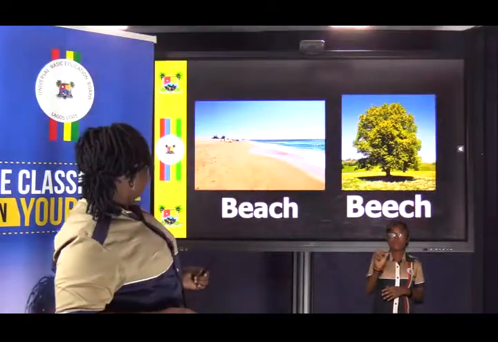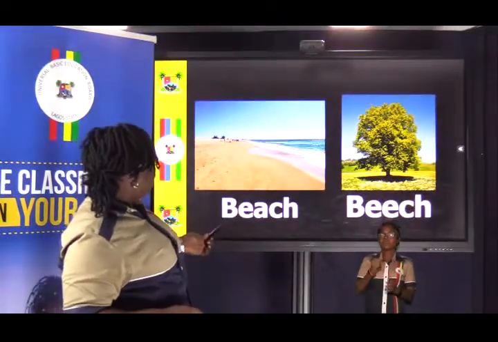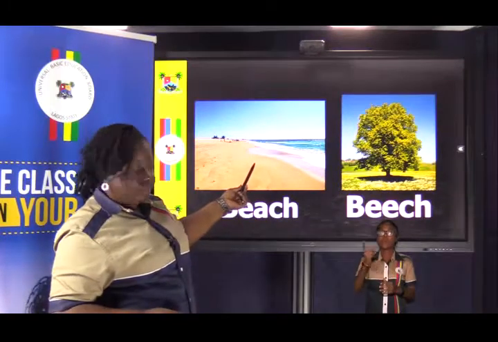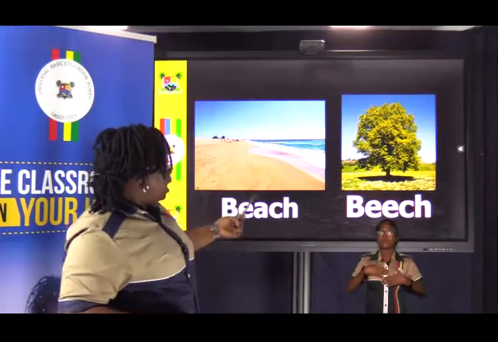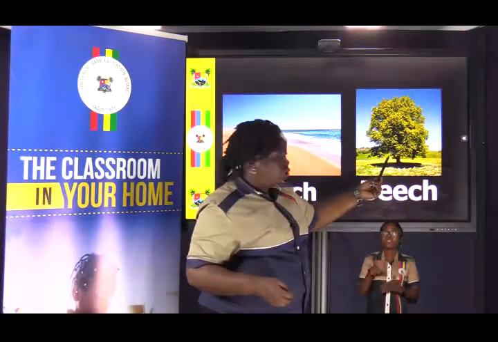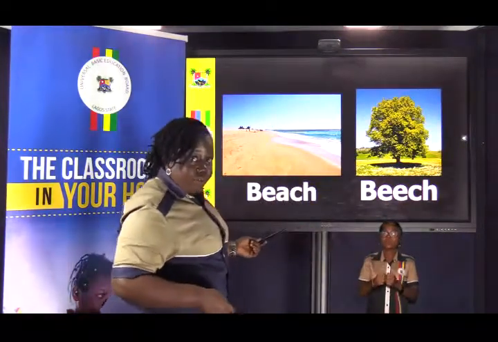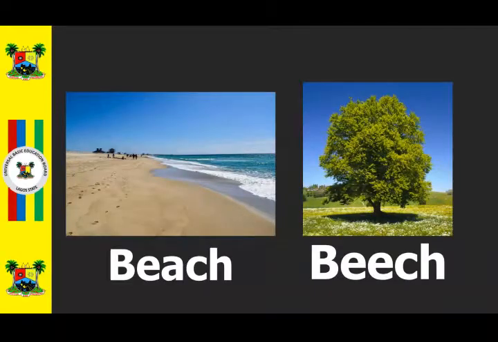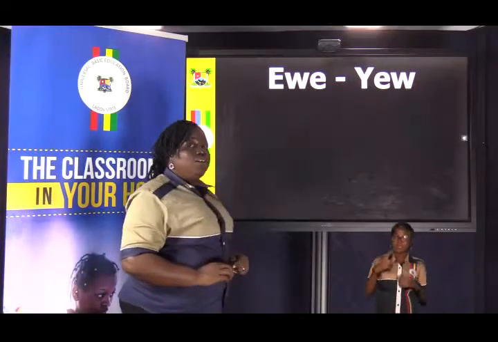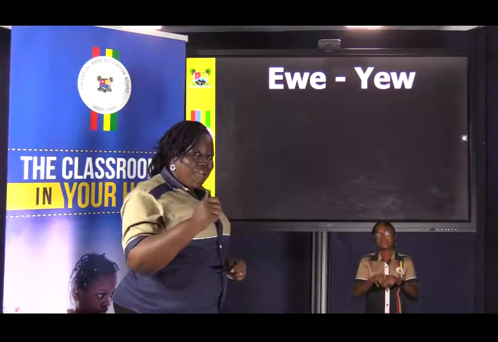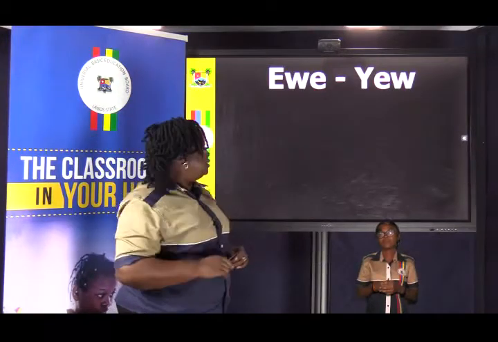Let's have an illustration of that. Okay, these are pictures. This is a beach. And this is the tree we're talking about that has shiny leaves and small nuts. It is called beech too. B-E-E-C-H. Are we together? Well done.